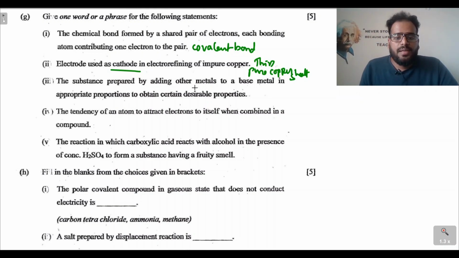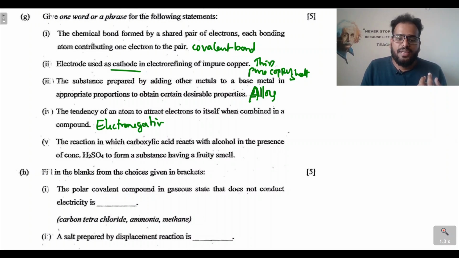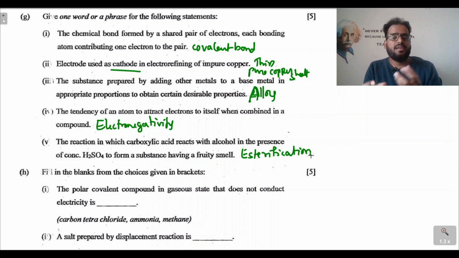The substance prepared by adding other metals to a base metal in appropriate proportions to obtain certain desirable properties. You call that substance an alloy. So I told you, alloys, 2 to 3 marks will be there for sure. The tendency of an atom to attract electrons to itself when combined in a compound. In a compound or molecule, the atom that can attract electrons, that will be called electronegativity. Reaction in which carboxylic acid reacts with alcohol in presence of concentrated sulfuric acid, you will get fruity smell, that is esterification. If they ask you the observation of esterification, we will write fruity smell.